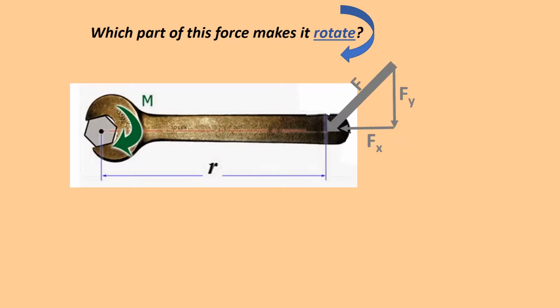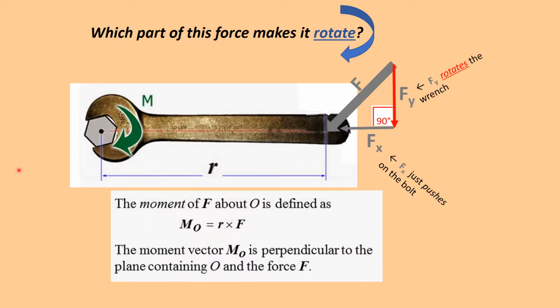So here we have a force, and our force this time around has both an x component and a y component. And we want to ask ourselves a question: which part of the force is going to make it rotate? Looking at the x component, this is pushing and pulling. So this would create translational motion or straight line motion, but it's the y component that's going to rotate it. And pay attention to this 90-degree angle here because that's going to be really important.